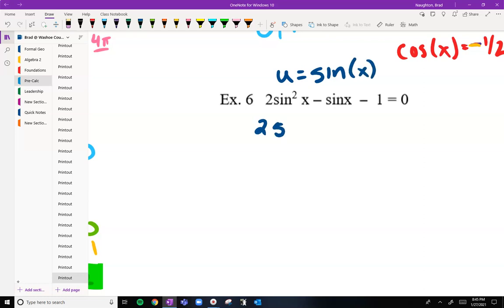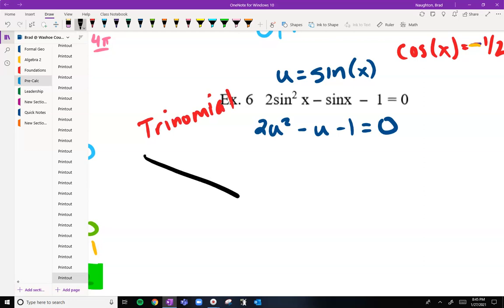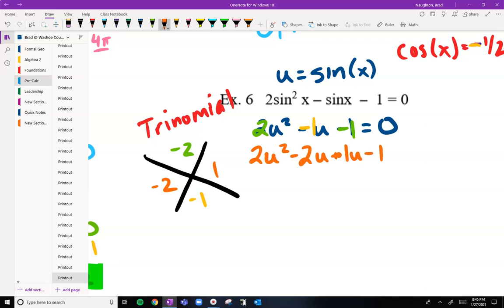So 2u squared minus u minus 1 is equal to 0. And since this is a trinomial, we're going to go ahead and do that x factoring. I don't have a problem with the x factoring. I like it. So 2 times negative 1 is going to be a negative 2, add to a negative 1. So clearly those factors are going to be negative 2 and 1. So we'll get a 2u squared minus 2u plus 1u minus 1.